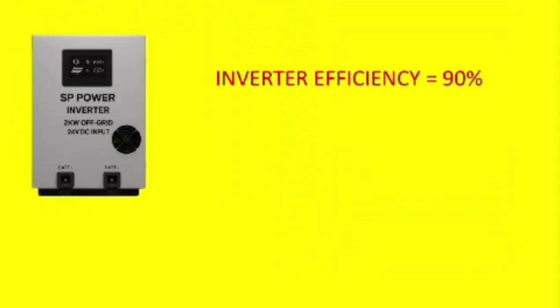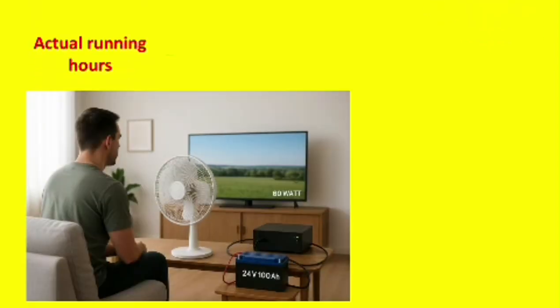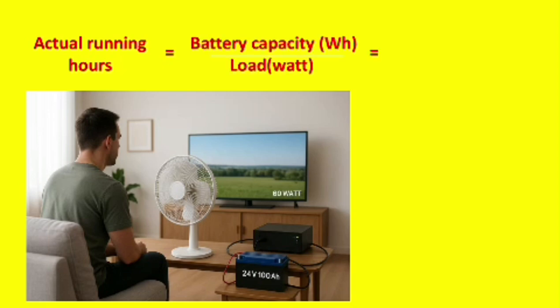Let's say your inverter efficiency is 90%. With the power loss of this inverter, our actual load requirement is equal to 222.2 watt. So in the real world, our actual load running time is equal to the 1.9 kilowatt hour battery divided by 222.2 watt, which means 8.6 hours only.